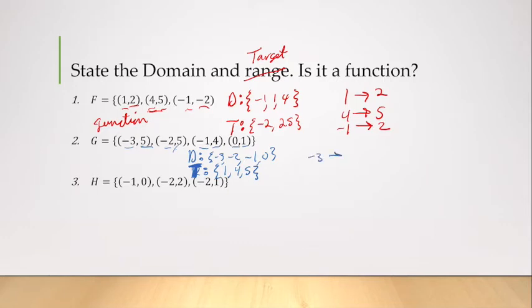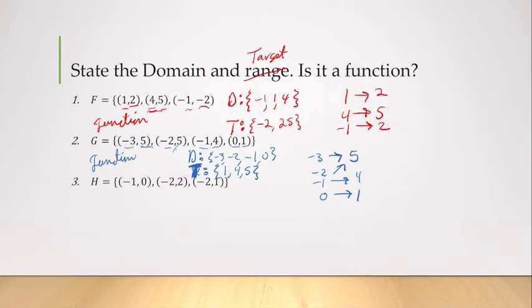I have that -3 maps to 5. -2 also goes to 5. -1 goes to 4. And 0 goes to 1. If this was a vending machine, would it function? Yes, right? It's okay that I have -3 and -2 both going to 5. So this is a function.